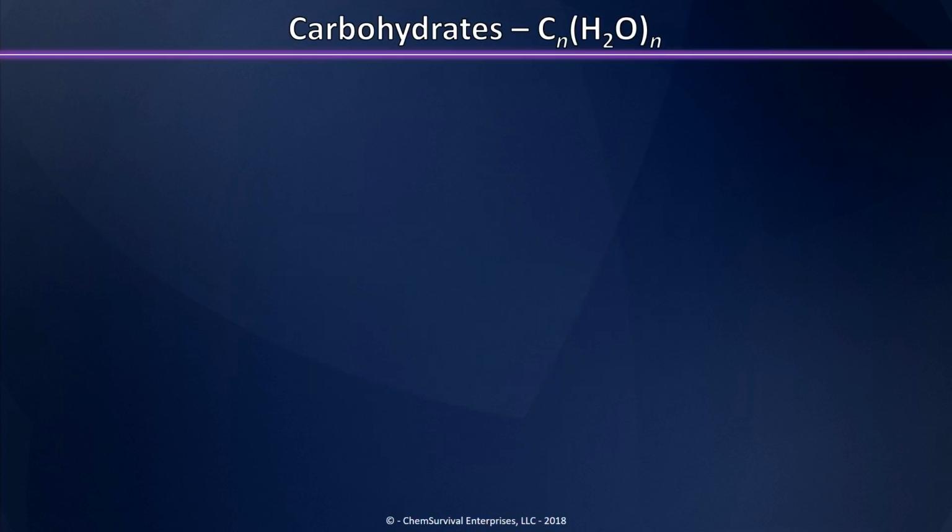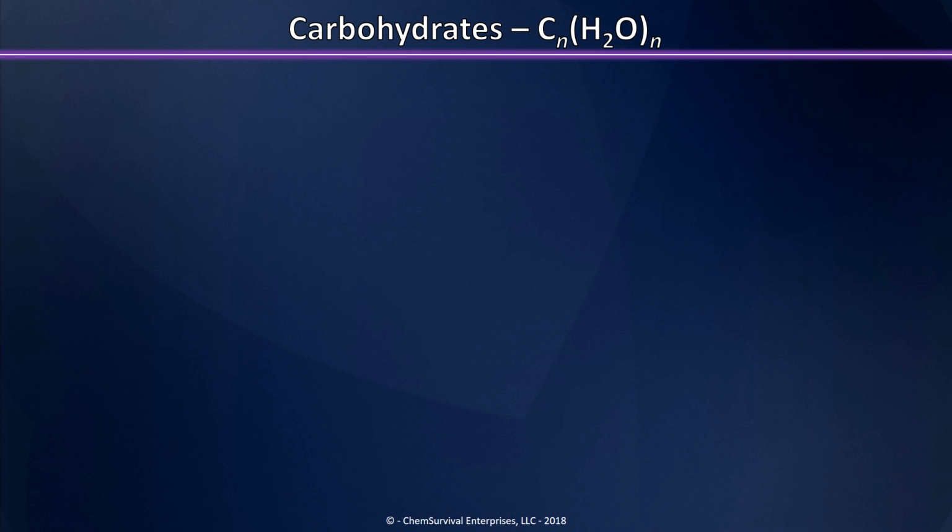Let's begin our conversation by thinking about carbohydrates and what defines them. A carbohydrate is a molecule with the formula CnH2nOn. In other words, 1 water per 1 carbon, hence the name, carbohydrates.